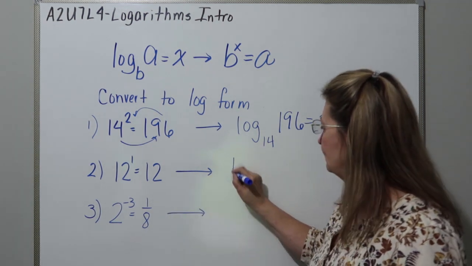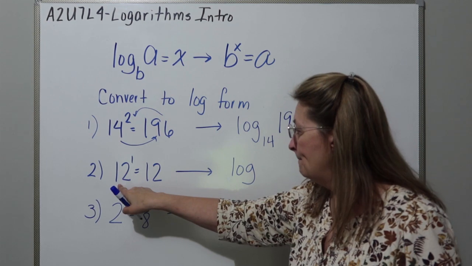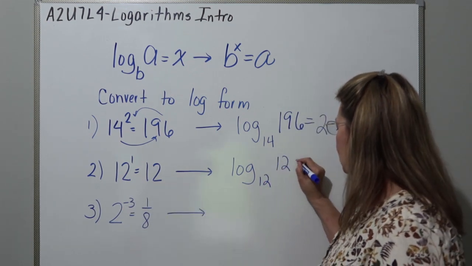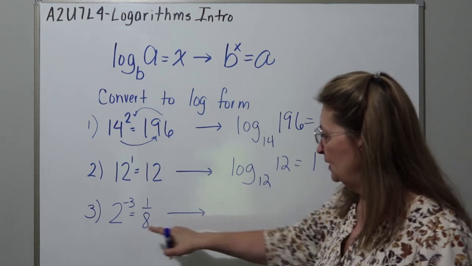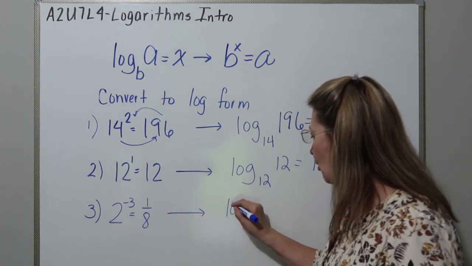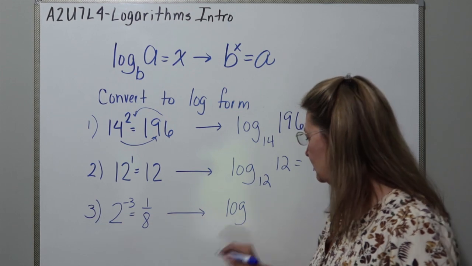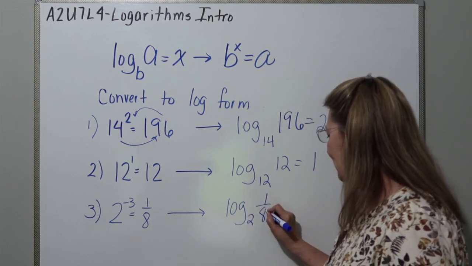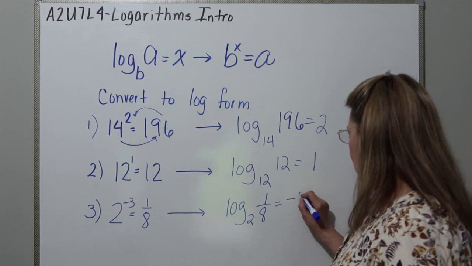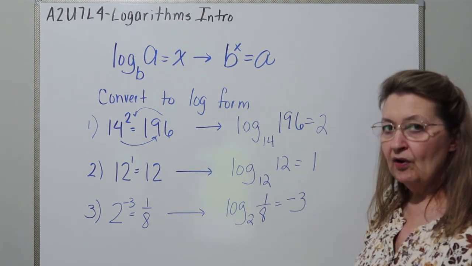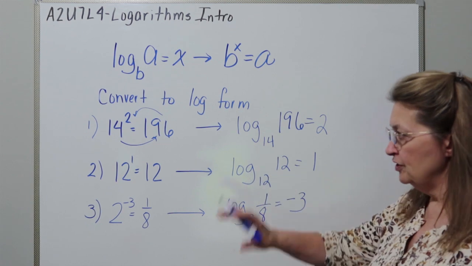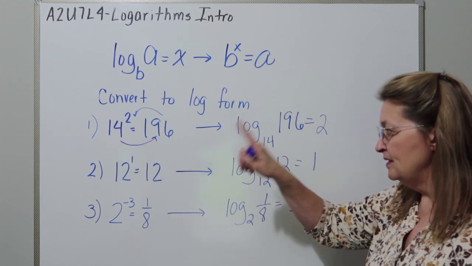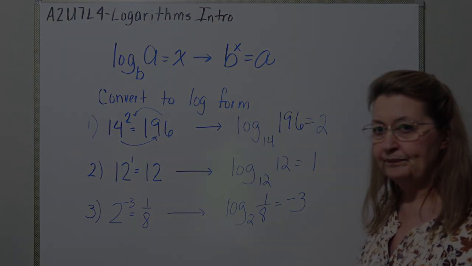All right, one more time. Log base 12 of this number equals 1. Once again, log, what's your base? 2 of this number over here, 1/8, equals -3. So all you need to do is practice this until it just becomes second nature. This is a base, and then it just makes the circle.